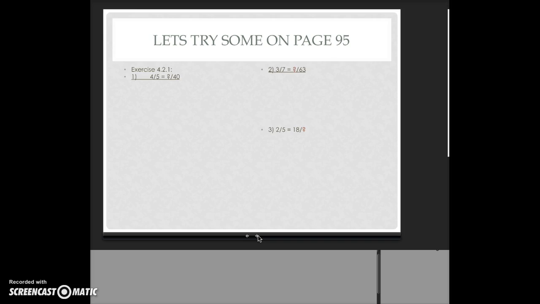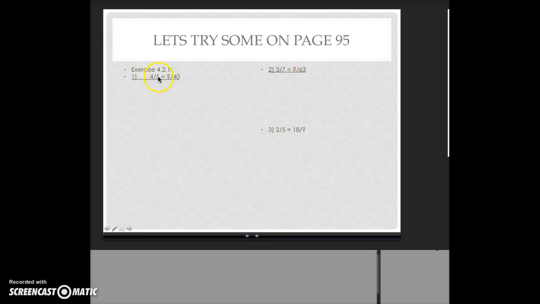Let's try some on page 95. This is going to be some practice here you can do. I'm going to probably assign this for homework. If you get to this tonight, here's Sunday night before Monday. So if you don't get a chance to do it tonight, on page 95, 1 and 2 and 3, you'll have those for homework the following night.